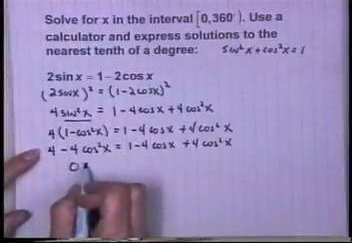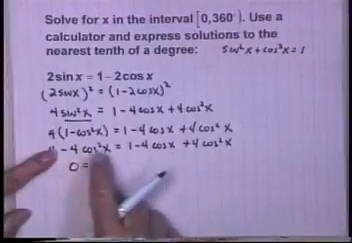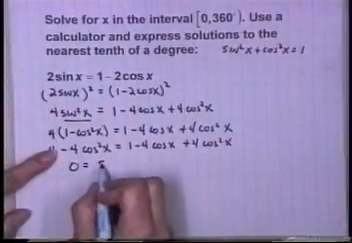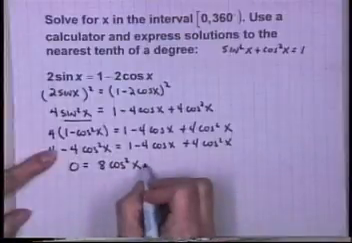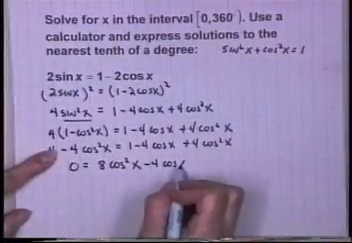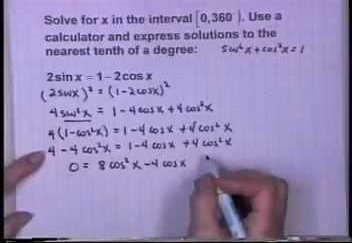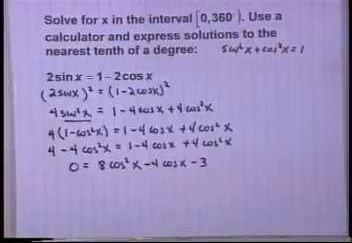So we're going to get our 0 over here. Let's put this in order. If I add 4 cosine squared to 4 cosine squared, I get 8 cosine squared x. And then I've got this minus 4 cosine x here. And if I subtract 4 from 1, I get a negative 3.